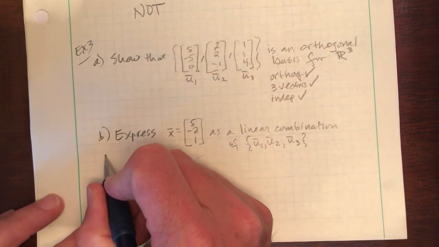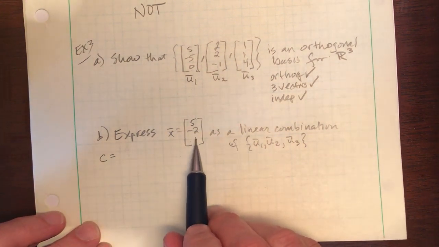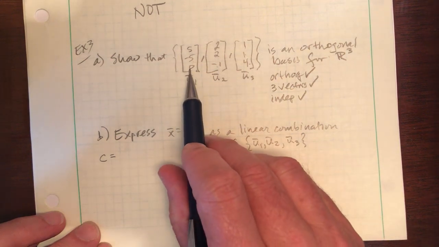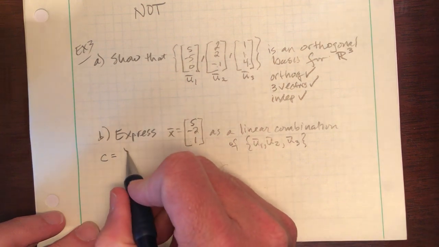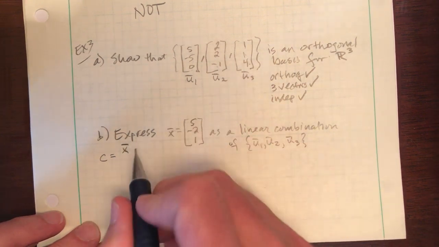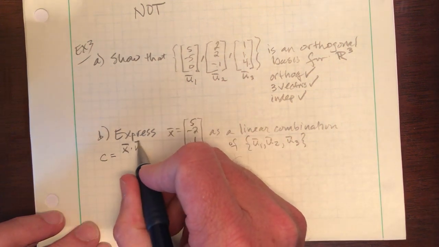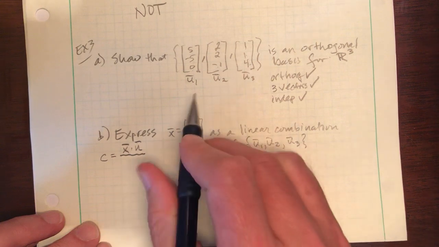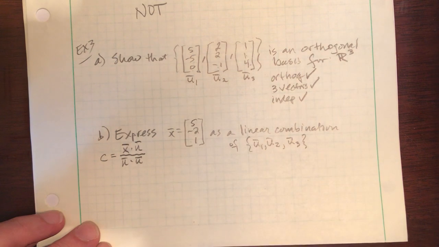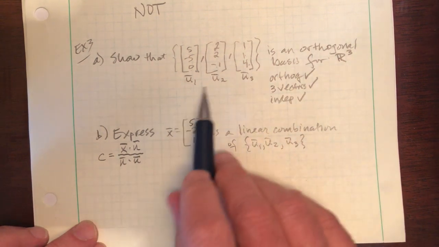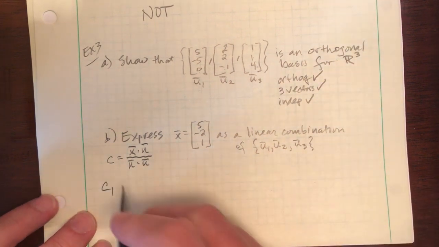So if I let C represent a generic scalar, what we do is we take my target vector and dot it with each vector separately. So what this looks like in general, you're going to take the target vector, dot it with the first basis vector, I'll just call it u in general, and divide that by the basis vector dotted with itself. So that's the generic look for how we're going to get each of the three scalars. So here we go. Here's my first one, C1.